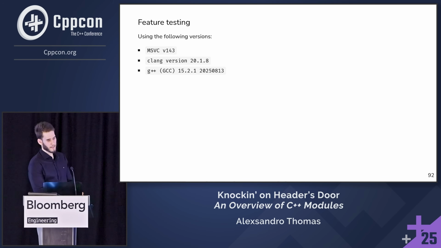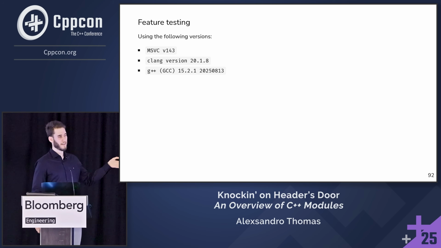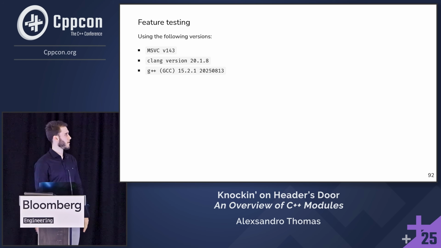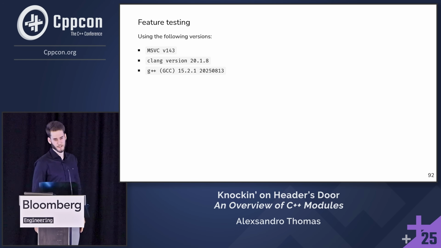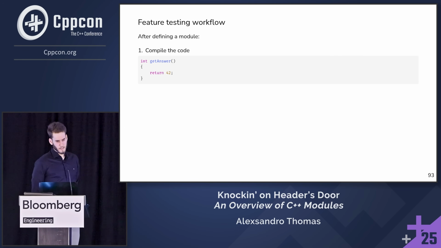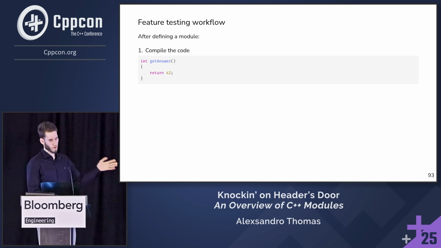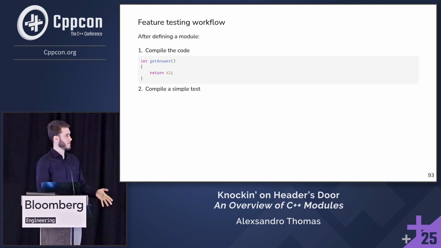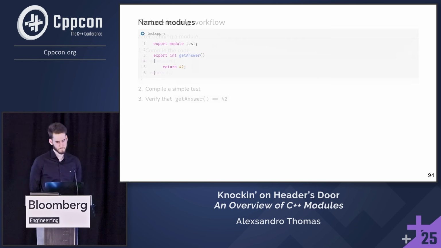If you take a look at what I used to do this testing, this is nothing crazy. I didn't build Clang or GCC from trunk. I just use the version that is available on the latest Fedora, if I remember correctly. So that's something that should be easily accessible by every developer. The workflow that I wanted to do for feature testing is just compiling the code and then compiling a simple test that would verify that our getAnswer function equals 42.